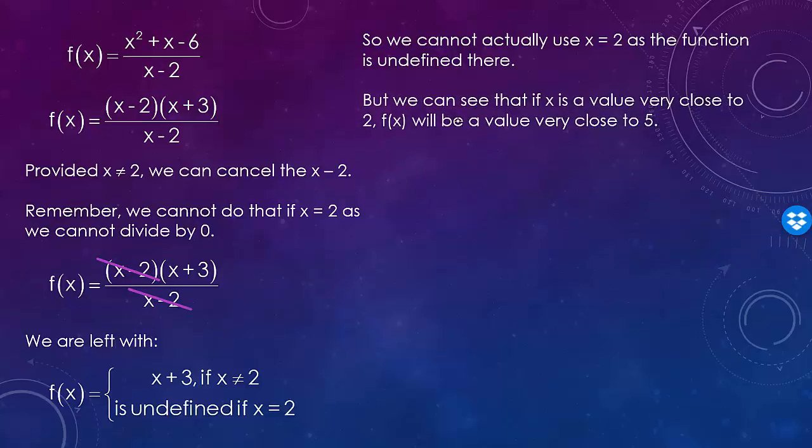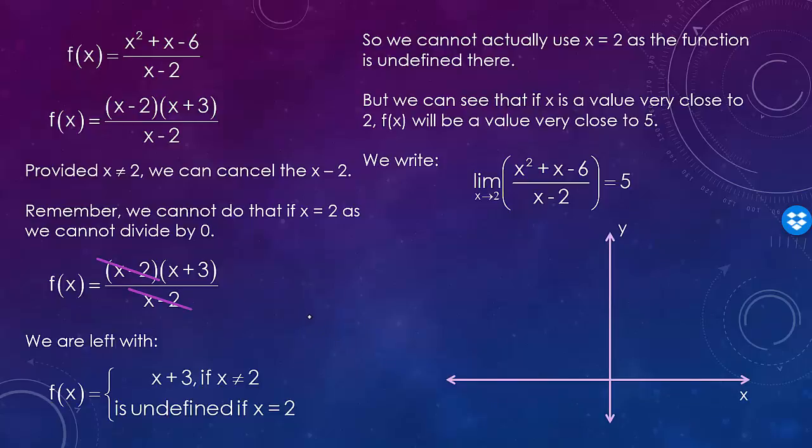But we can see that if x is a value very close to 2, f of x will be a value very close to 5, because the function is x plus 3, so close to 2 add 3 will be close to 5. We write the limit as x tends to 2 of our function is equal to 5.